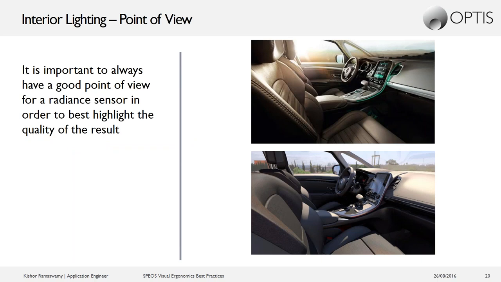So one point which is sometimes not taken into account is that in order to get a result or a render that looks nice, it's important to take into account the point of view. So where is your sensor located and what part of the scene is included in your result, let's say. Depending on what you include and what you don't include, it could change the way that your result is perceived. So it's always good to keep this in mind when you're setting up your sensor positions, what you're trying to highlight. So this is an example of a real photo compared with a SPEOS simulation result.